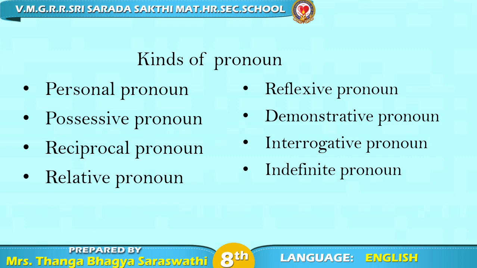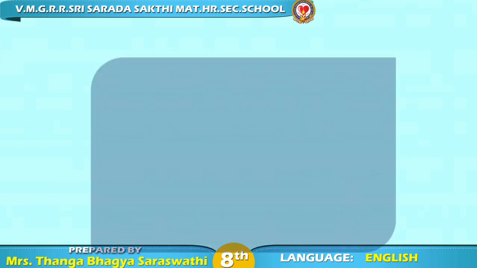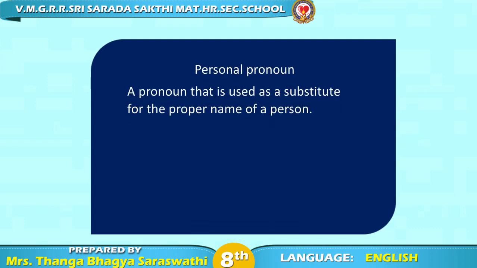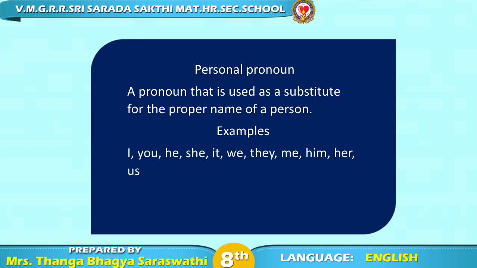Let us see about personal pronoun. What is meant by personal pronoun? A pronoun that is used as a substitute for the proper name of a person. When we use a pronoun for the proper name of a person, it is called a personal pronoun. Here you have the examples: I, you, he, she, it, we, they, me, him, her, us. These are called personal pronouns.